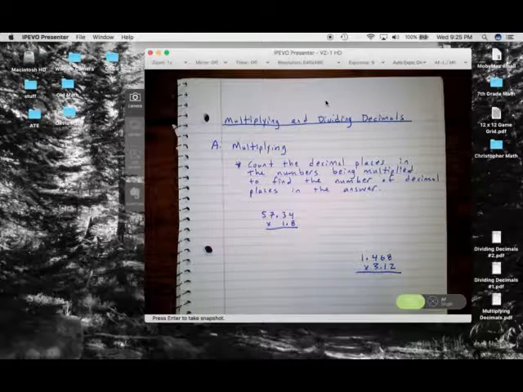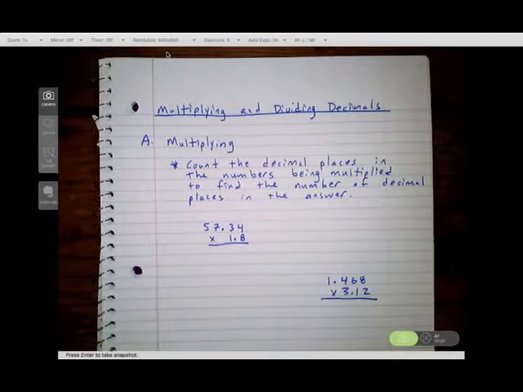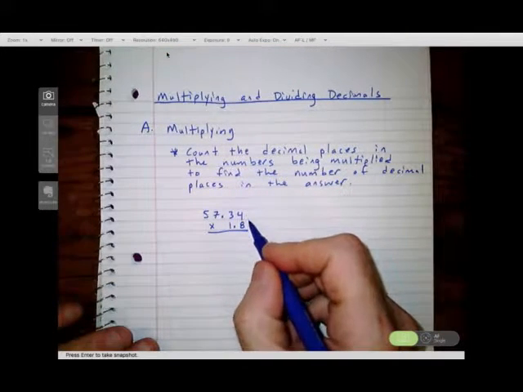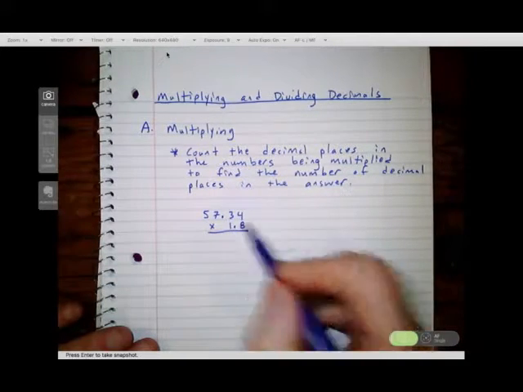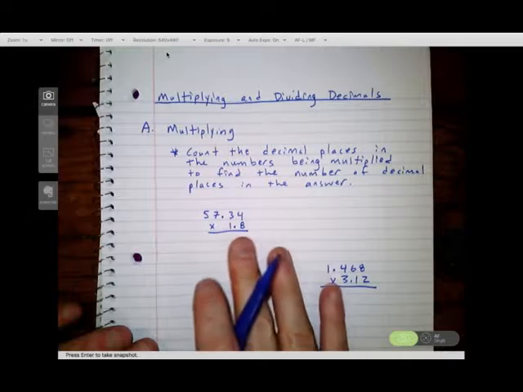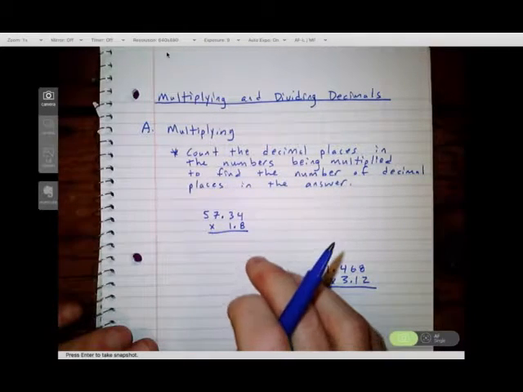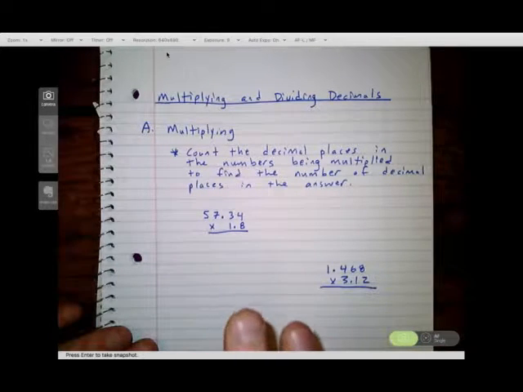Alright, so today we are going to talk about multiplying and dividing decimals. So let's start off talking about multiplying. If you look here really quickly at one of these problems, you'll see that it's not like adding or subtracting where you have to line up the decimals. In fact, we're going to multiply just like we normally would, except the tricky part is figuring out how many decimal places are in the answer. That is, how many numbers are after the decimal.